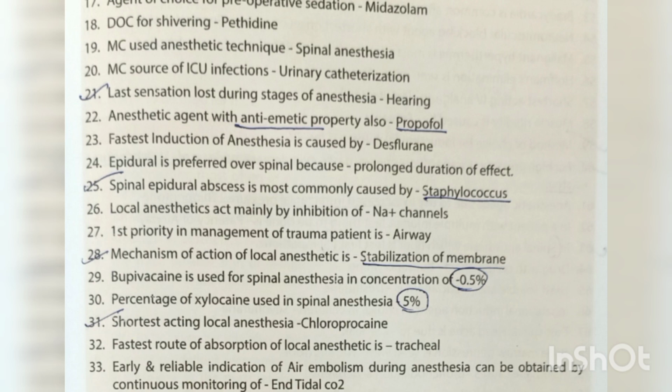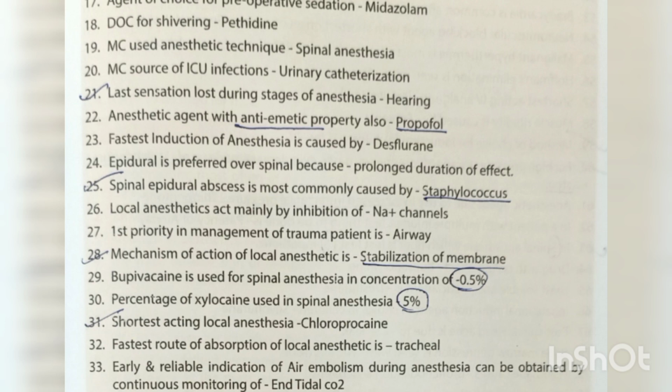Local anesthetics act mainly by inhibition of sodium channels. First priority in management of trauma patient is airway. Mechanism of action of local anesthetic is stabilization of membrane. Bupivacaine is used for spinal anesthesia in concentration of 0.5%. Percentage of xylocaine used in spinal anesthesia is 5%. Shortest acting local anesthetic is chloroprocaine. Fastest route of absorption of local anesthetic is tracheal.